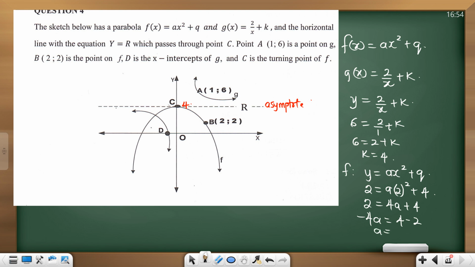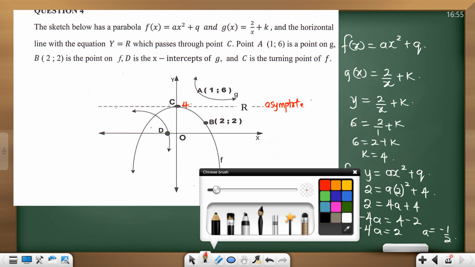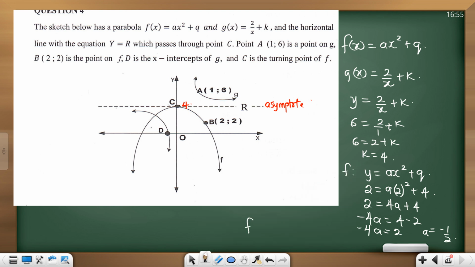Alright, you can then move and do the maths. What is A? You have negative 4A. So what is A? Negative half. And that's why your graph is turning upside down. So what is our f of x therefore? F is therefore negative 1 over 2 x squared plus 4.